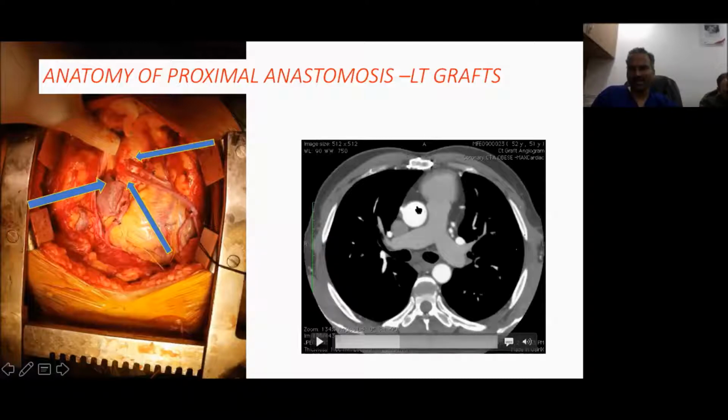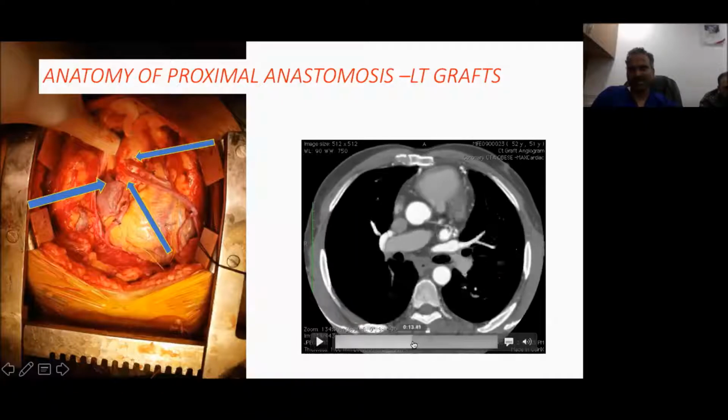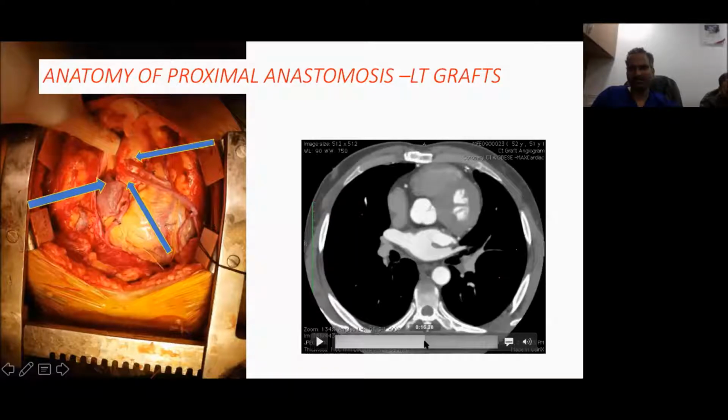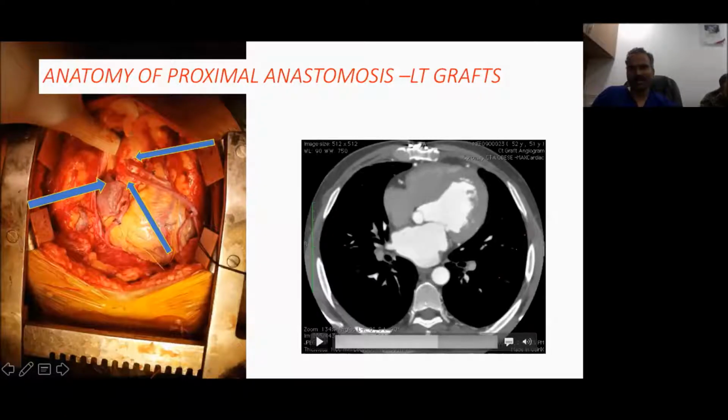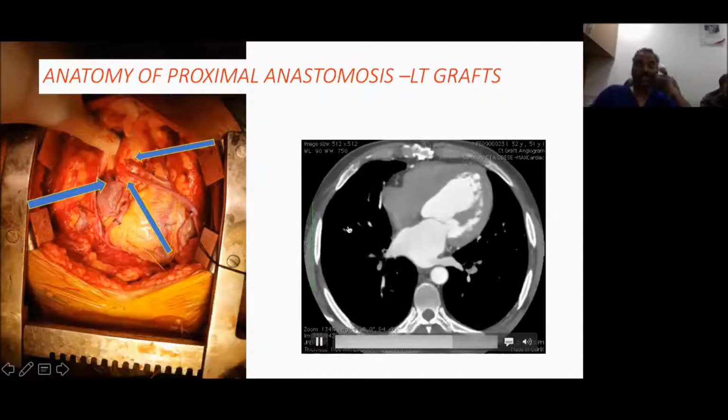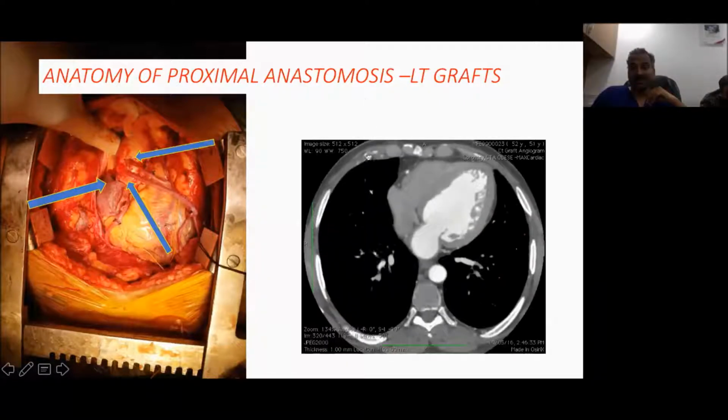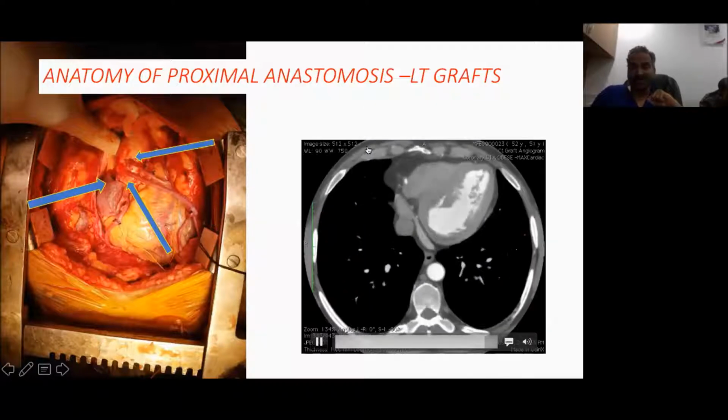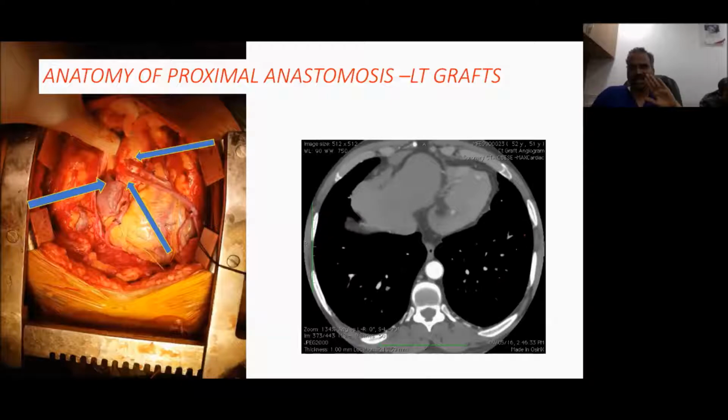So the left graft is actually exactly on the anterior aspect, and the right graft is on the right lateral aspect of the aorta. So this is the right graft, which goes and joins the RCA. You can just follow the course. So these are transverse planes of CT angiography, in which you can clearly understand that the most cranial one is going to the left side, and the caudal graft is going to the right side.